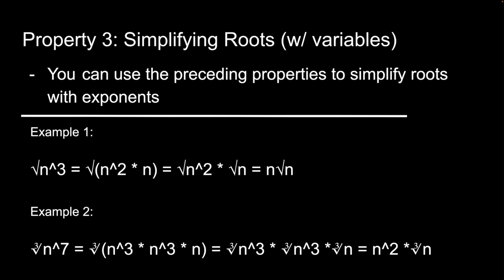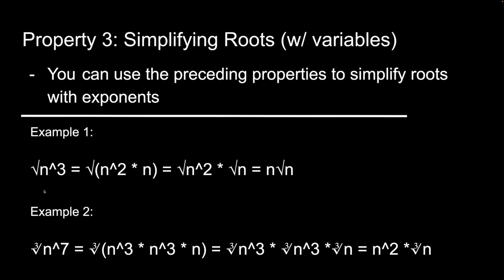Now the third property is when you're simplifying roots without variables. You can use the preceding 2 properties that we just talked about to simplify roots without exponents and simplify roots that involve variables. So here, our first example, we have the square root of n cubed.